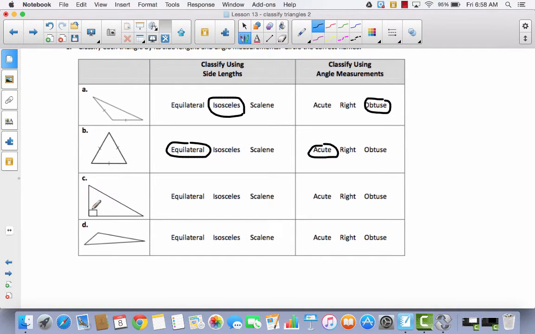Now, look at this one. None of these sides look equal. There's no tick mark. So if there are no equal sides, we call it scalene. And then based on its angles, it has this one special angle, so we call this a right triangle. All right, try to do this one by yourself and then come back. All right, so because this has no equal sides, we call it scalene. And it has this one big angle here. So that is an obtuse angle, so this is an obtuse triangle.